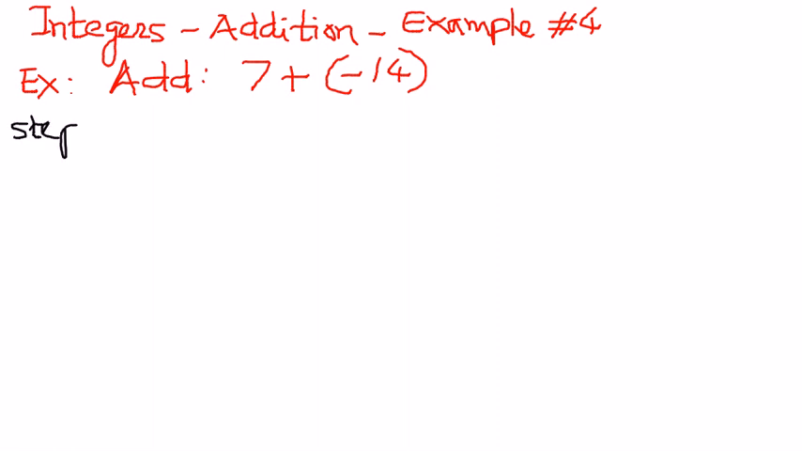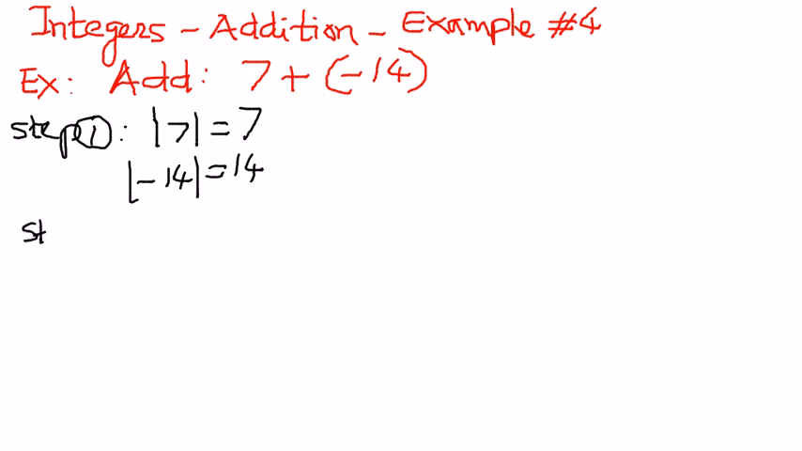Step number 1. We're going to find the absolute value of these numbers. The absolute value of 7 is going to be equal to 7 units, and the absolute value of 14 is going to be equal to 14 units. Therefore, step number 2, we're going to subtract the smaller absolute value from the larger absolute value. The smaller absolute value is 7, the larger absolute value is 14. So we're going to say 14 minus 7 is going to be equal to 7.